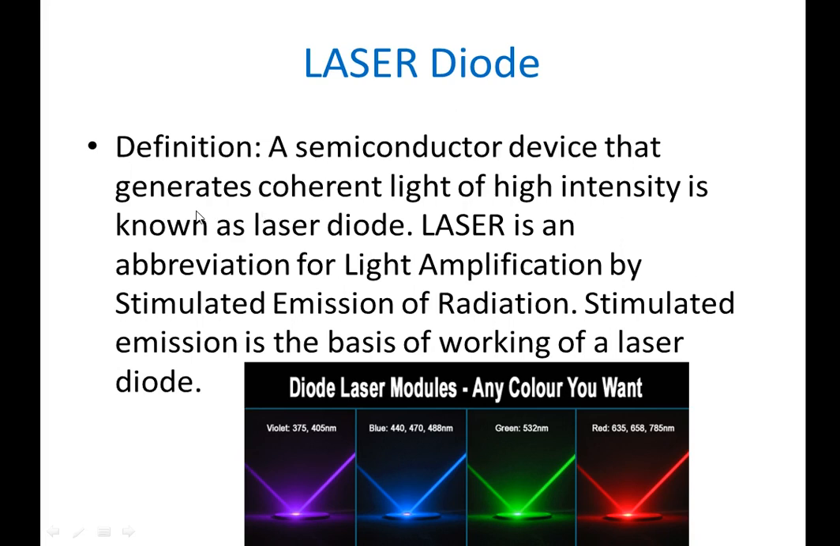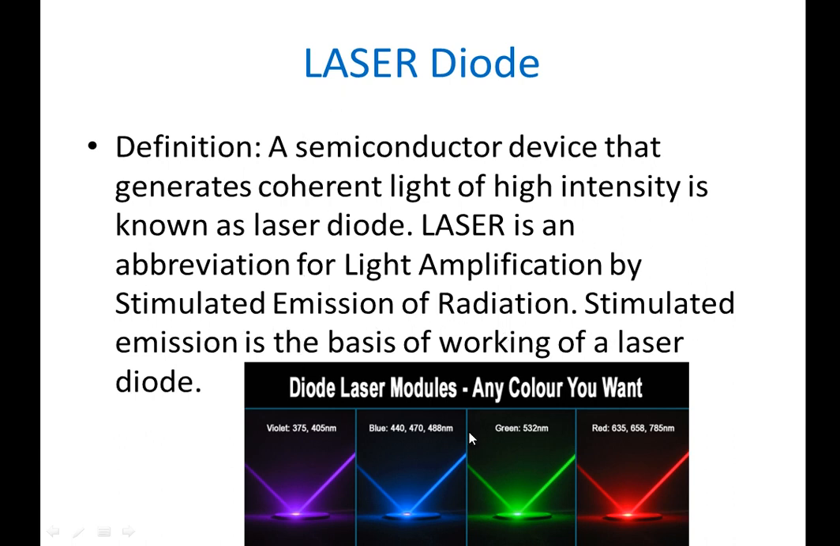Okay. So what is a laser? A laser is a device that generates coherent light intensity. It can generate light of different colors like this: violet, blue, green, red. Laser is abbreviated as light amplification by stimulated emission of radiation. This is the abbreviation because the basic principle is stimulated emission.